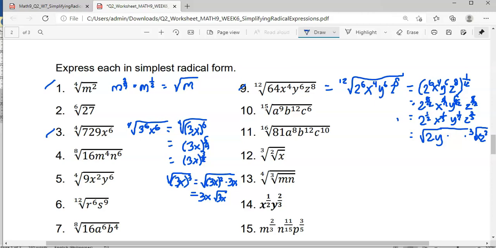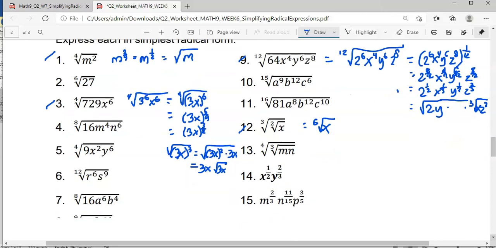Okay, let's try number 12. Para ma-simplify lang yan, multiply the indices. So 3 times 2 magiging 6th root of x. So ganyan lang.